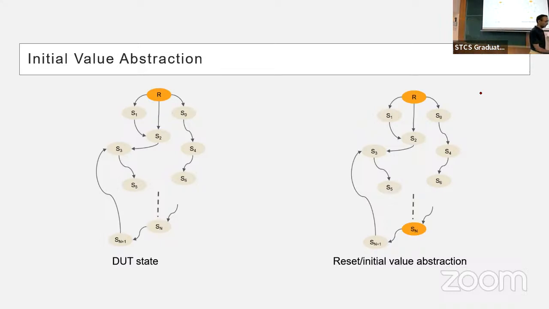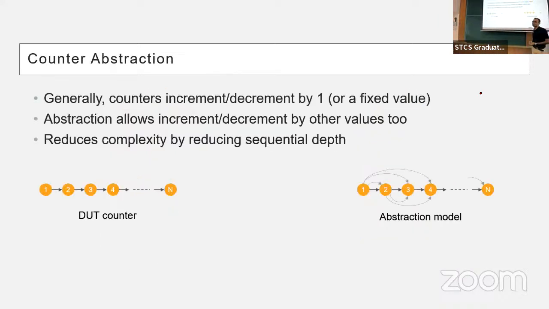Another example could be a counter reset. Typically, how counters work is that in the designs they increment by one or by a fixed value each clock cycle. And let's say we add an abstraction where we allow the counter to increment or make a jump, let's say, to values more than one, or more or less than that fixed value.